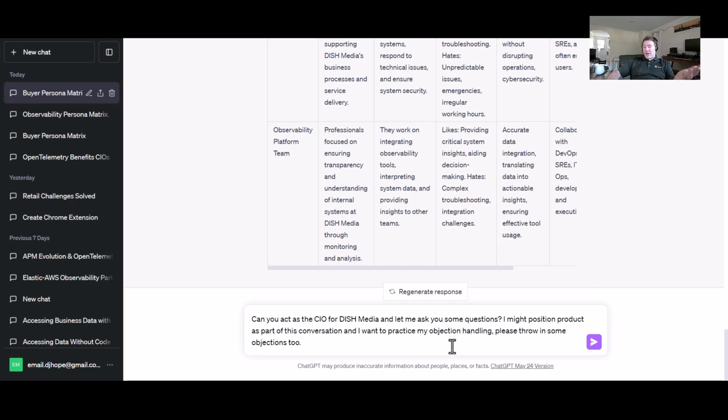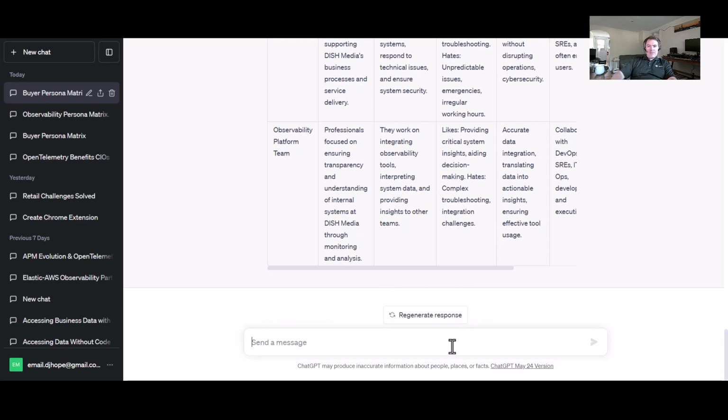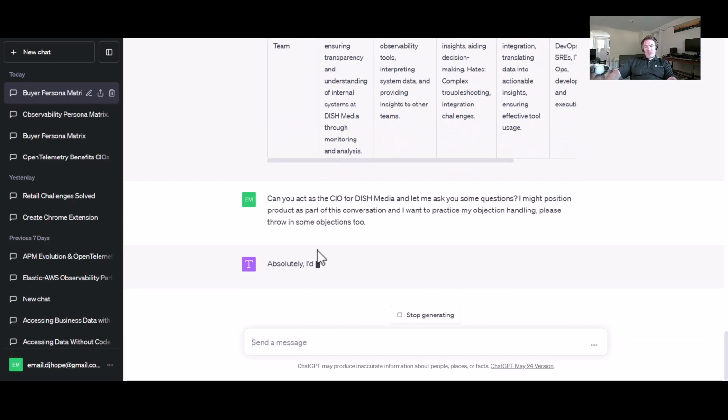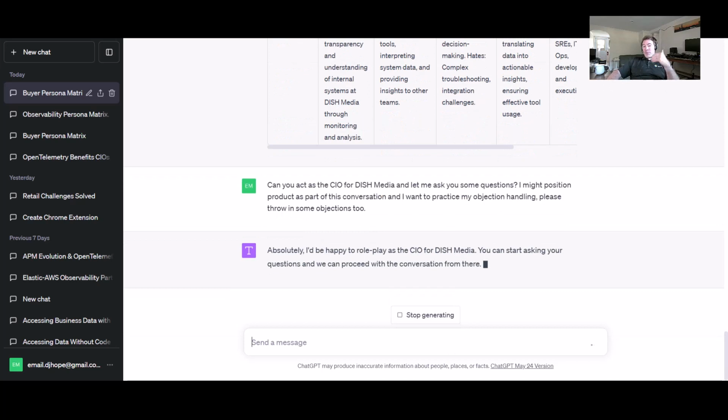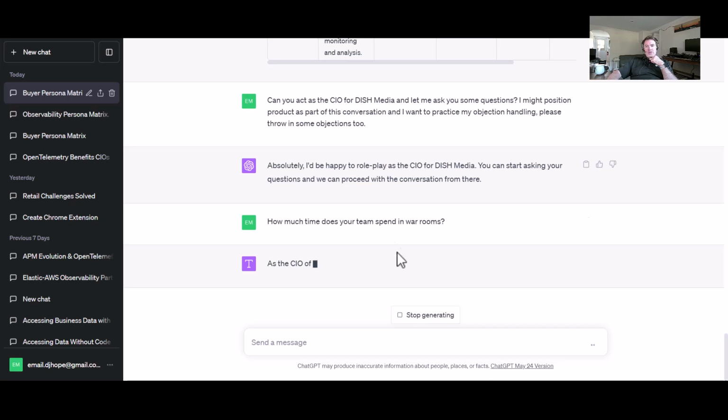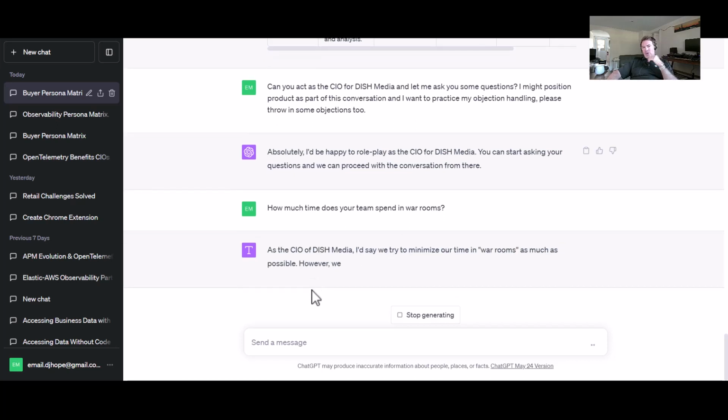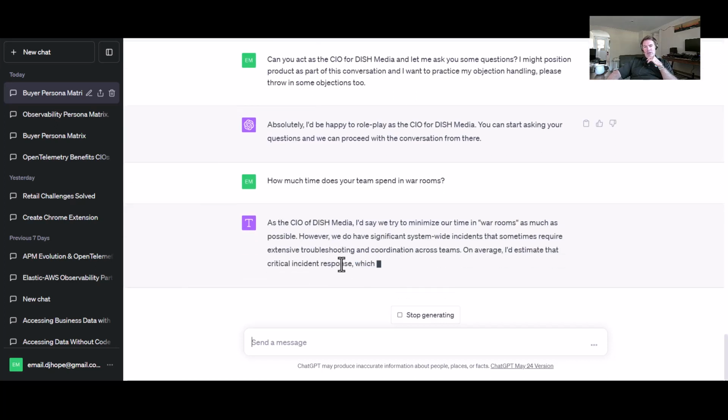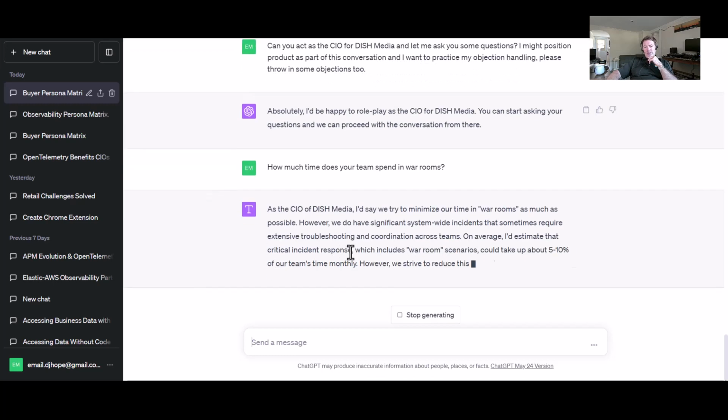So the first thing I want to do as part of this conversation, just to practice before I get into this meeting, is this: at the end of the day, practice makes perfect. And this might help you with any blind spots you might see in this meeting. So how much time does your team spend in war rooms, Dish Media CIO? The CIO says, we try to minimize as much time we spend in war rooms. However, we do have significant system-wide incidents that require troubleshooting and coordination across teams. However, we strive to reduce this through proactive monitoring.